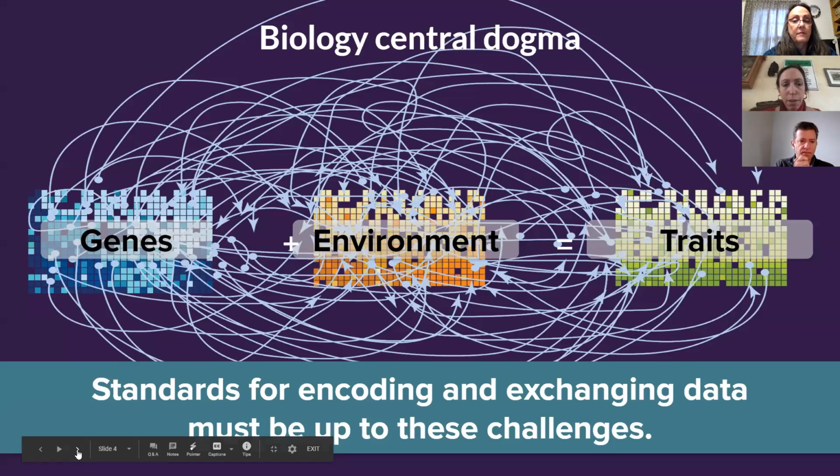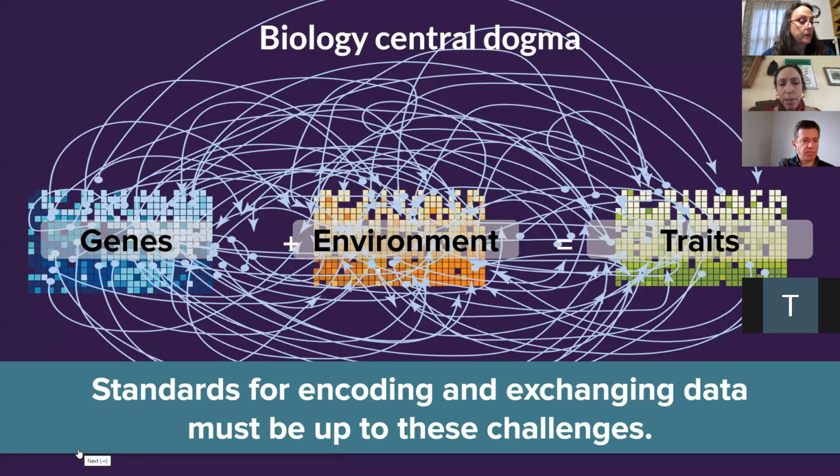So just to remind folks that the central dogma of biology is that our genetic makeup, our endowment, plus our environment over time leads to physical phenotypic features or traits. And the standards for representing these relationships for all of basic research, translational science, and clinical care must be up for encoding not only the representation of these things, but also the relationships between them. Next slide.